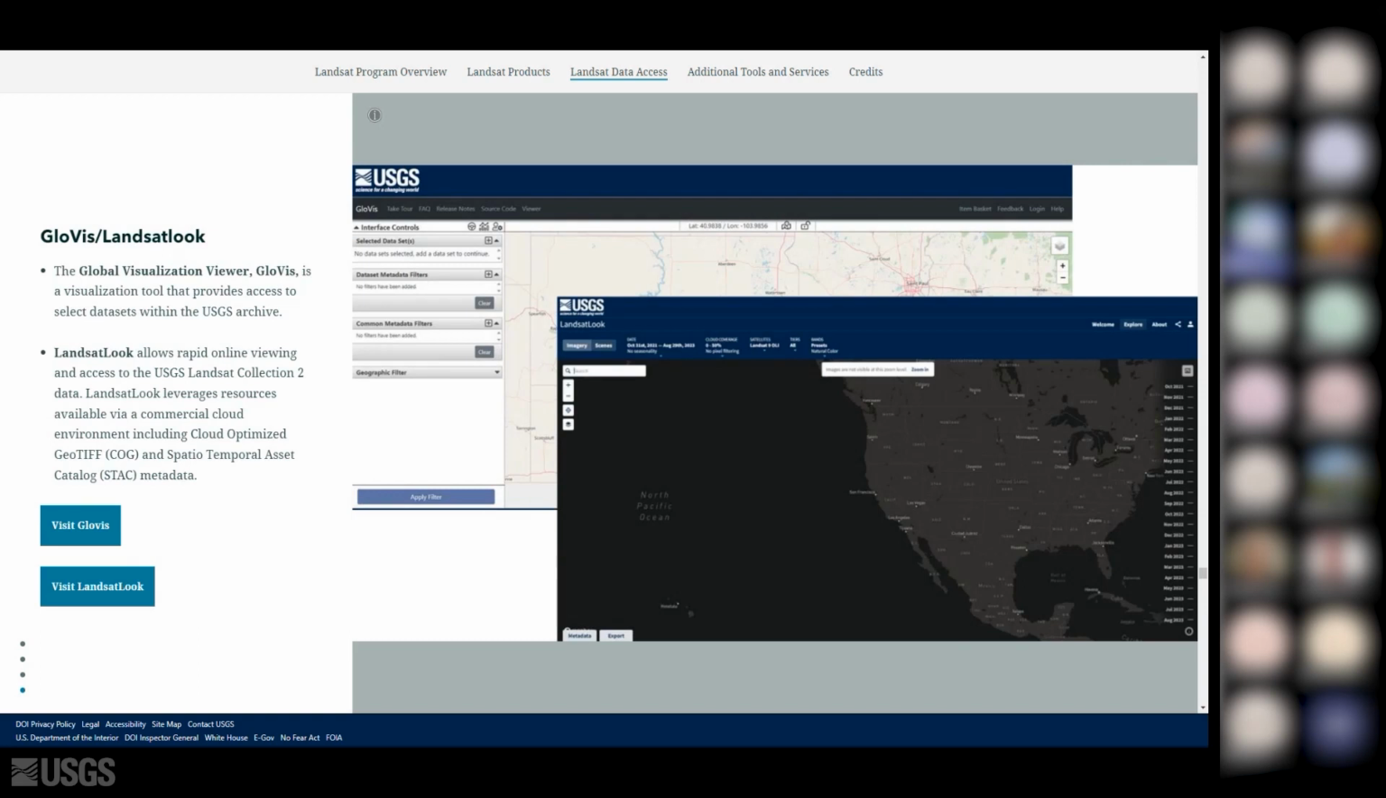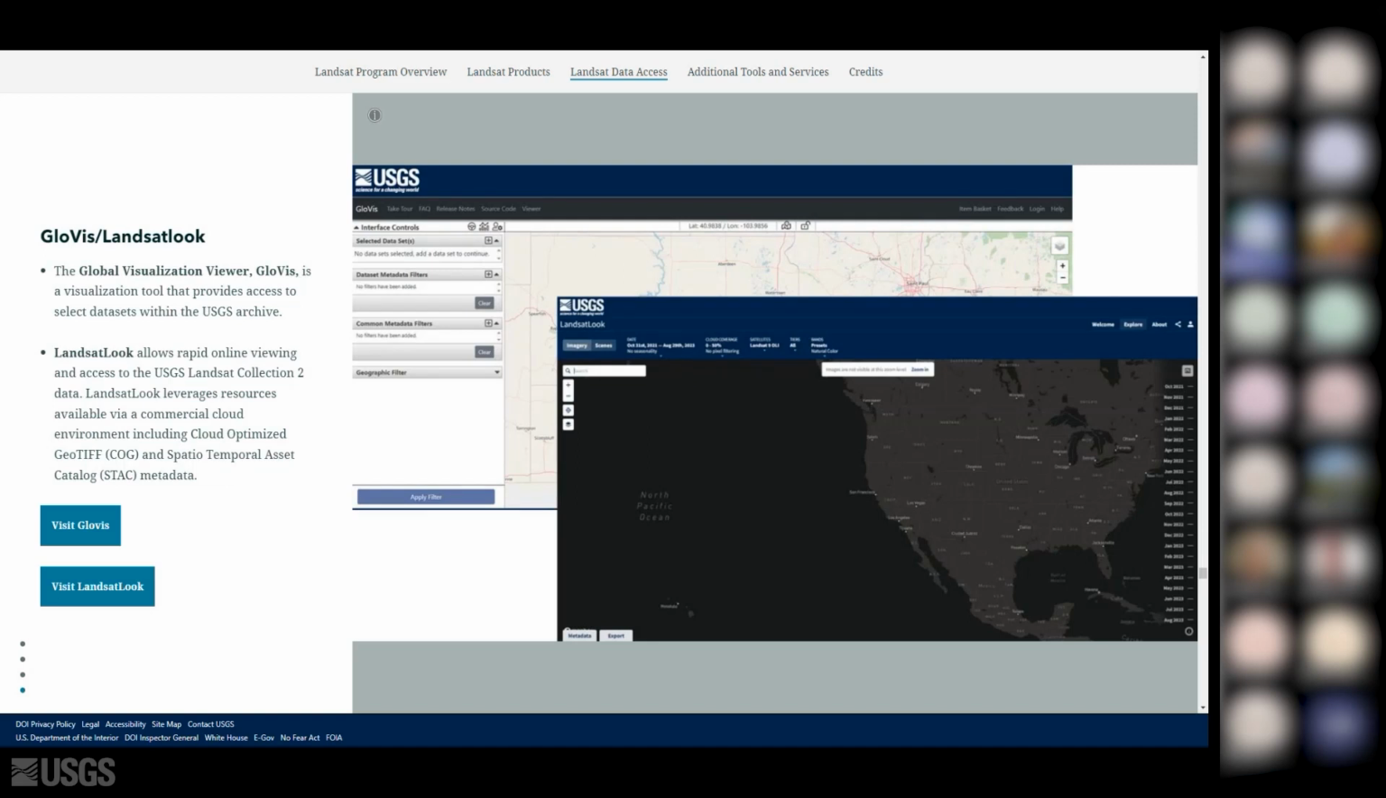We have GLOVIS, which is the Global Visualization Viewer, and this allows for on-the-fly viewing and download of some Landsat data. This is a data viewer that you can access, download some scenes, and there's more than just Landsat data in there. There's access to some limited data sets within the USGS archive that includes Landsat.